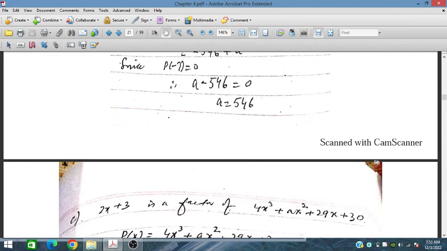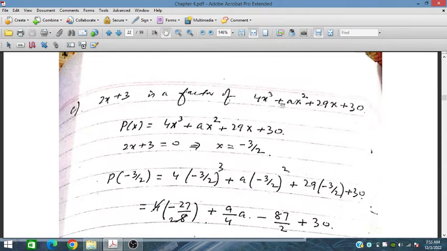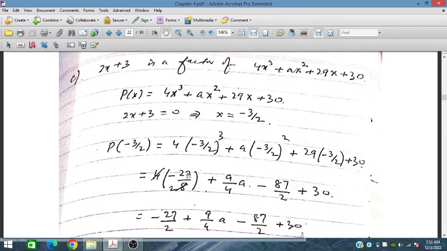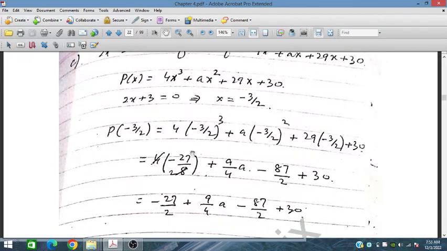Similarly for the last one, 2x plus 3 is a factor of this. So p(x) is equal to this value, and now 2x plus 3 is equal to 0, so x is equal to minus 3 upon 2. So we place minus 3 upon 2 in this polynomial. And we see that this is minus 27 upon 8, because this is a minus sign. This is squared, so this minus becomes positive, 9 upon 4. And this is plus, minus times minus. This 3 multiplied with this 29 is 87, divided by 2, plus 30.